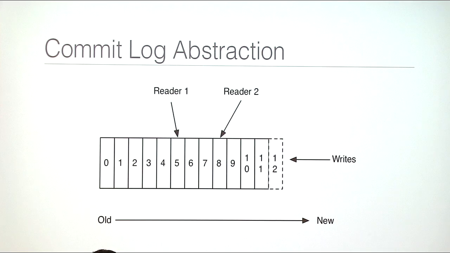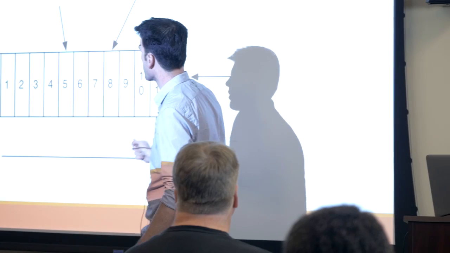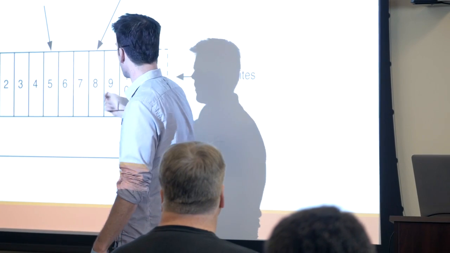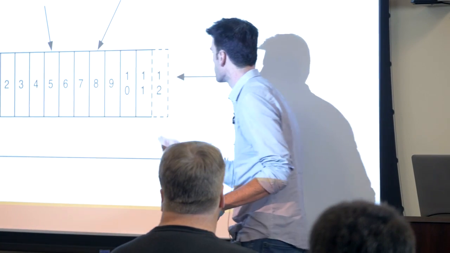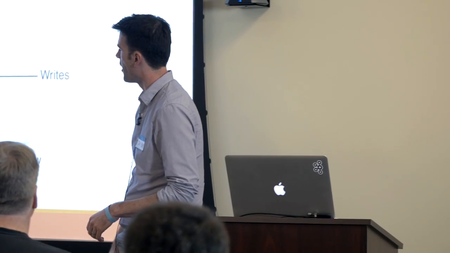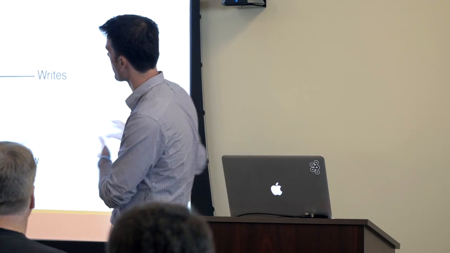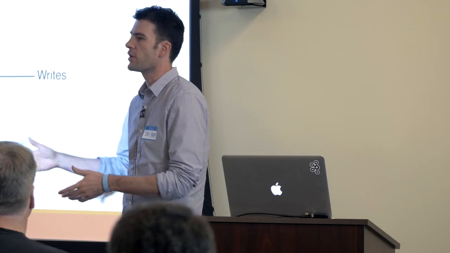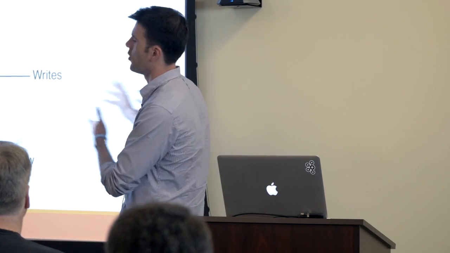What this is meant to represent is a sequence of records. Each record is given a number, like 0, 1, 2, 3, 4, 5, in increasing order. New records are appended on the end. So this is time going from older to newer. And readers of that data would read from old to new. So this is the key abstraction.